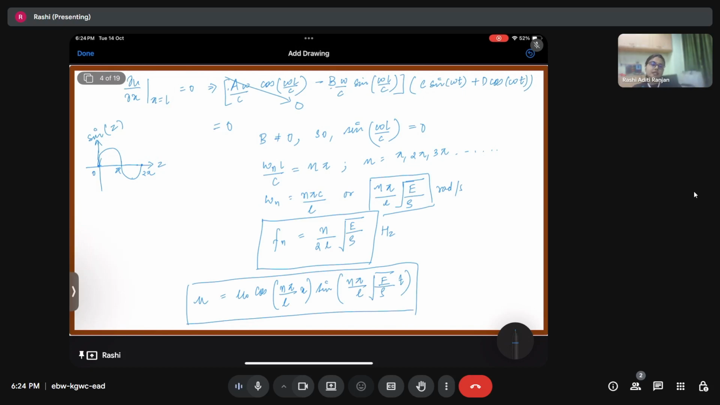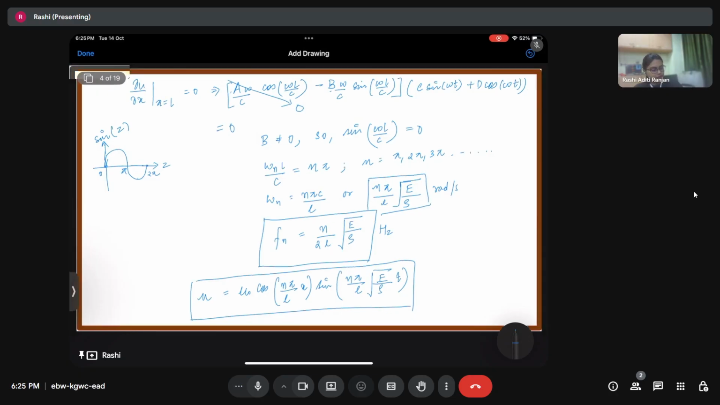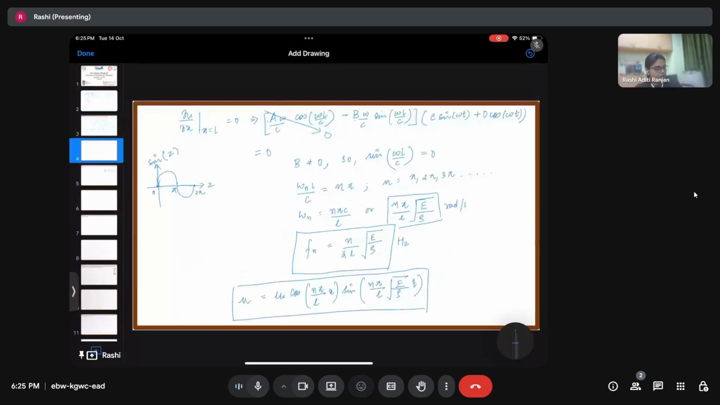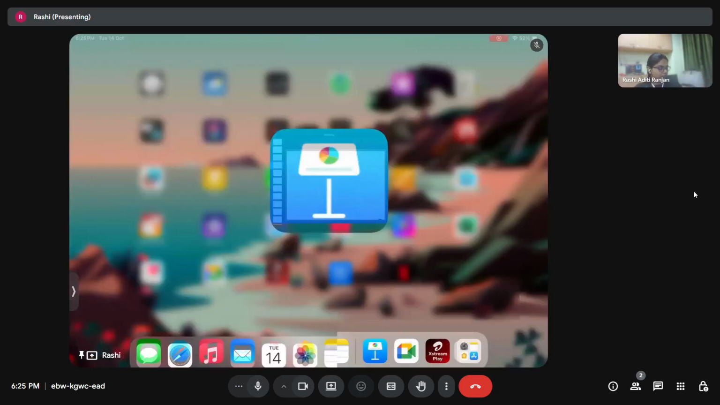Now the natural frequencies can be for n equal to 1, 2, 3 likewise. Okay. So what is going to happen in that case? The system is going to show a sinusoidal behavior with change of mode shapes that we'll be discussing further. Okay. So yes, this is the solution, and the question was telling us to determine the natural frequencies. So this is the expression for the natural frequency.